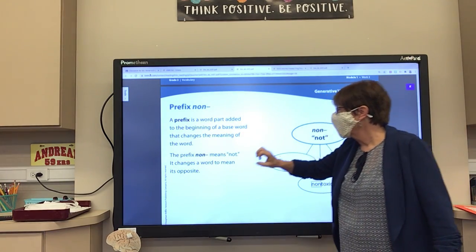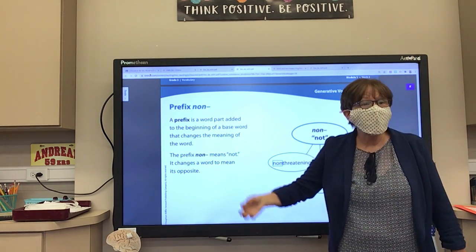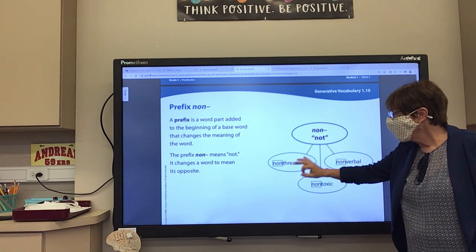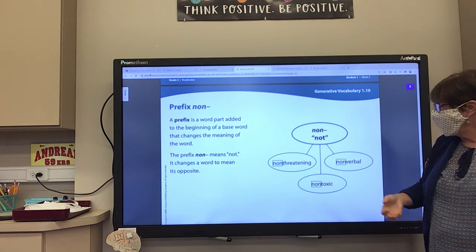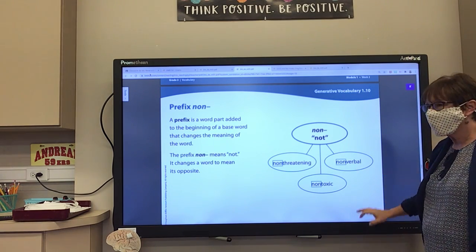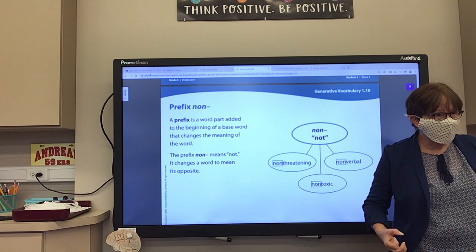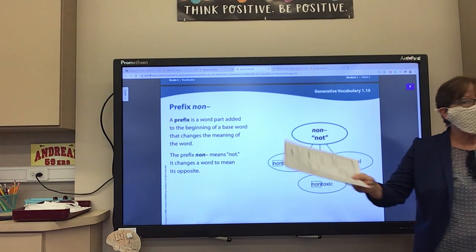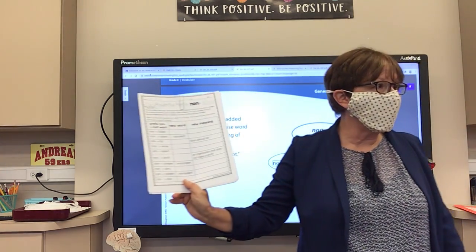So the prefix non means not. It changes a word to mean its opposite. Non-threatening means not threatening. Non-verbal means not verbal. Non-toxic means not toxic. So it's the opposite of those words. So let's look at the paper we have. You may flip it over.